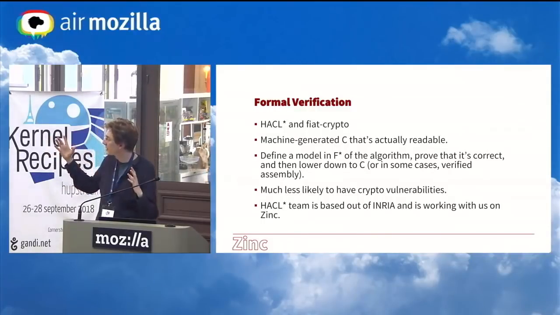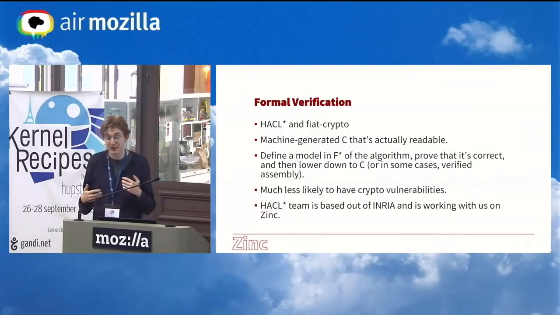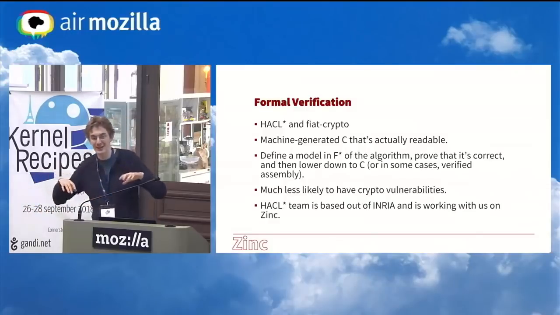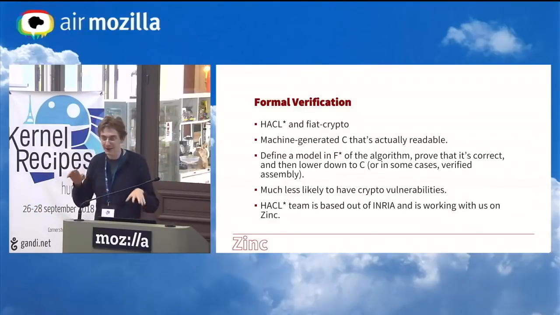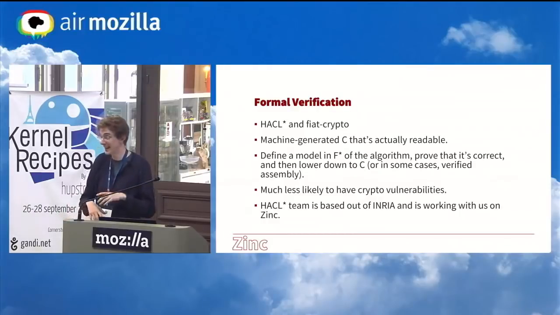Likewise, a little bit larger project is HACL*. They're writing these descriptions in a language called F*, where they'll have a description of what the primitive is and how it works, and then another description of what an implementation vaguely looks like. And then they can prove that these two things are equivalent to each other. And then they can lower the implementation description down into C, or in some cases down into assembly. This is a really cool project. It's out of INRIA here in Paris. So we've been working a lot with them to try and get their stuff into Zinc.